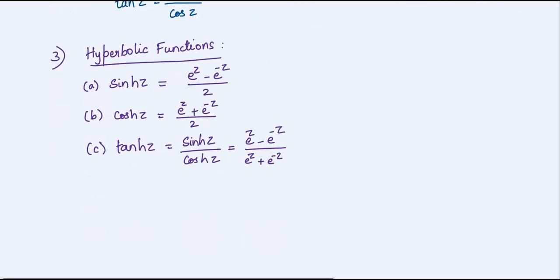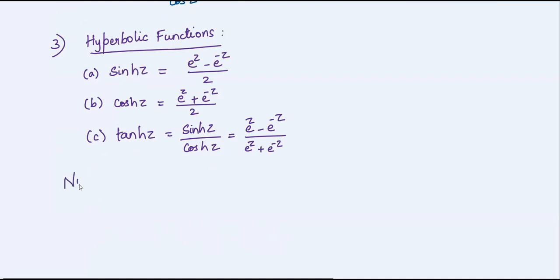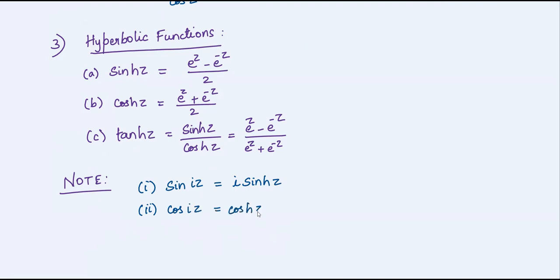Now, important relations. Very important ones. So we should know these relations. Sine of iz is i times sine hyperbolic z. Cos of iz is cos hyperbolic z. We can prove this. It is not difficult.